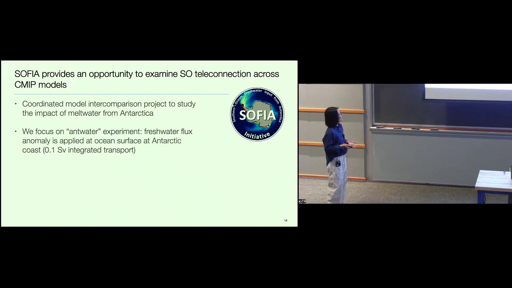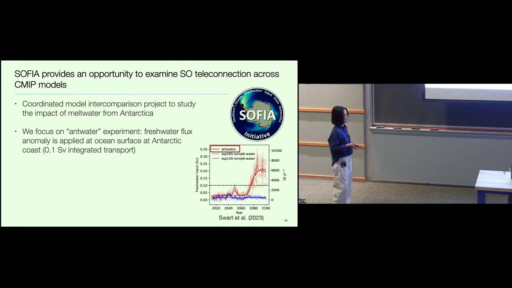So we here focus on the Antwater experiment, which is an idealized experiment. There's a freshwater flux anomaly of minus 0.1 Sverdrup applied at the ocean surface along the coast of Antarctica. Again, it is idealized, so it might not represent the exact process where the fresh water is released, but again, it's a very good first pass at looking at the impact.